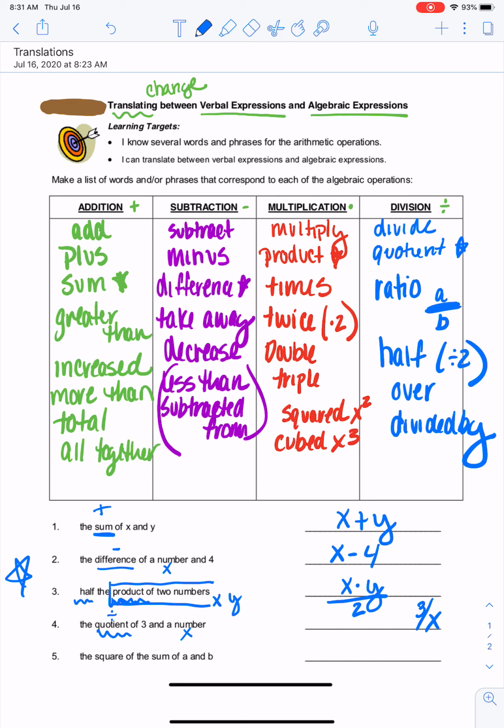And then the last one, the square of the sum of a and b. So again, I'm going to start from the back here. The sum of a and b is going to be a plus b. And if I take the square of that, I'm going to use my grouping to say I want to take that and square the whole thing. Okay?